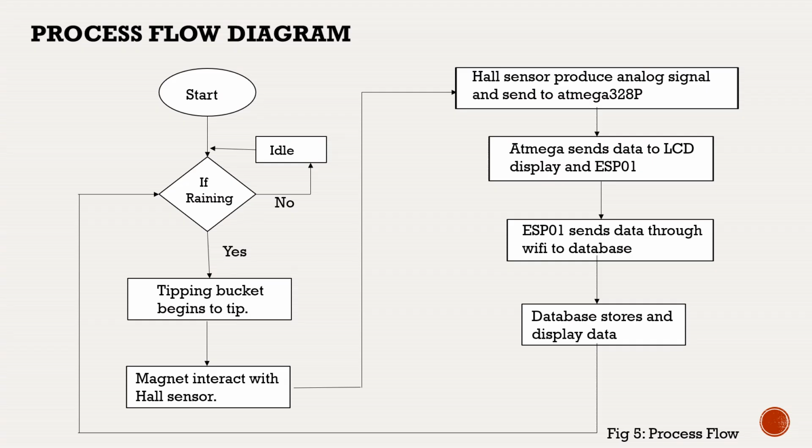And moving to the process flow diagram. First, if it is raining, the tipping bucket begins to move, or if it's not raining, the system will be in idle state. When the tipping bucket begins to move, the magnet will interact with the Hall effect sensor, and the Hall effect sensor produces an analog signal and sends it to the ATmega328. The ATmega sends the data to the LCD display and ESP01. The ESP01 sends the data through Wi-Fi to the database, and the database stores and displays the data.